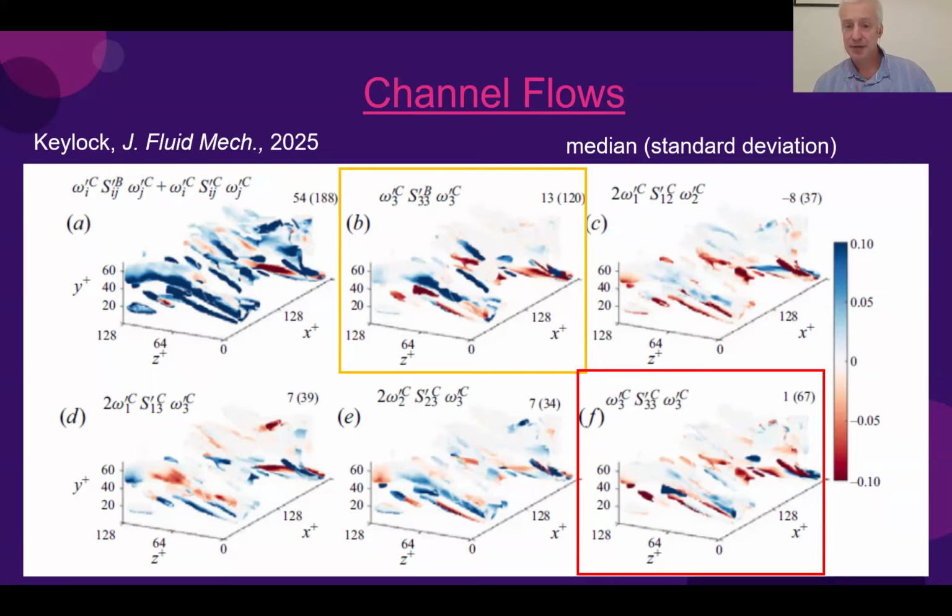Because, as I said, some of these purely non-normal terms contribute negatively in the mean. You can almost see that in the panel C, for example. There's lots of red and very little blue for the one that's involving contributions downstream and vertically, involving purely non-normal terms.